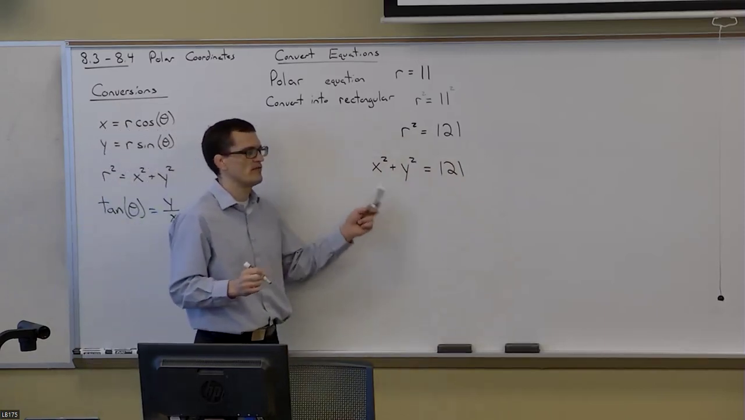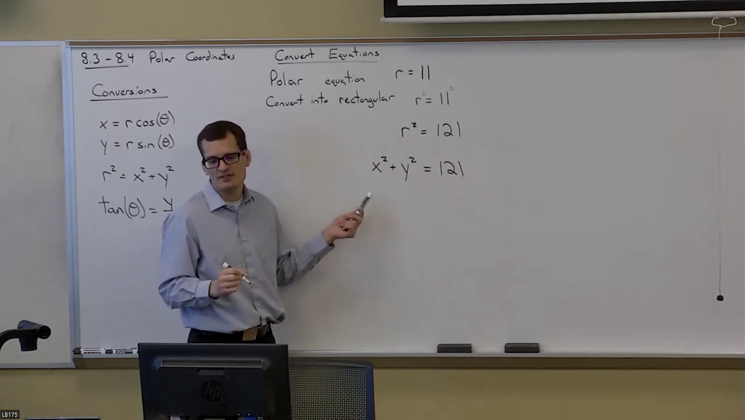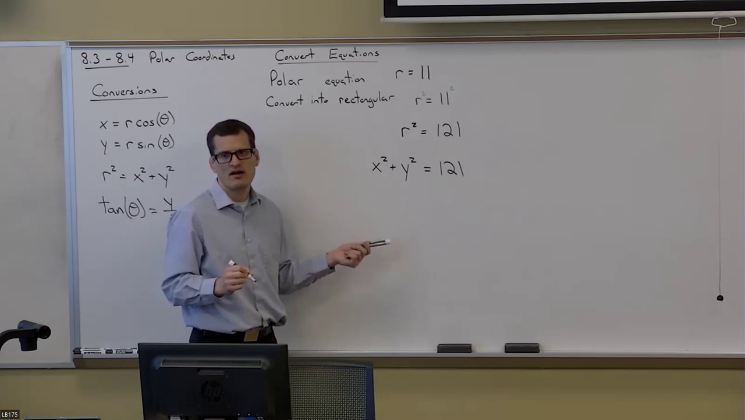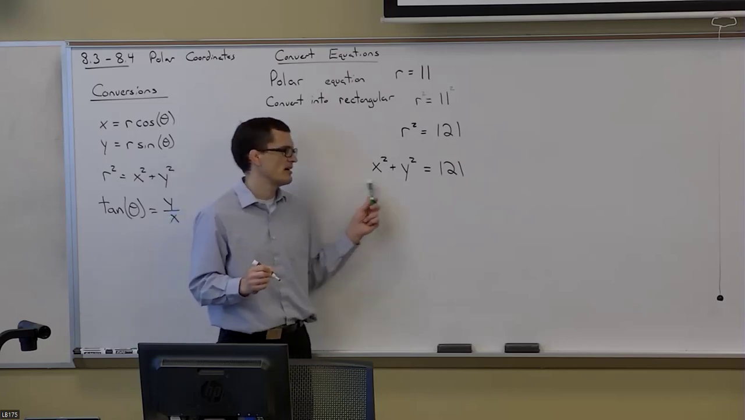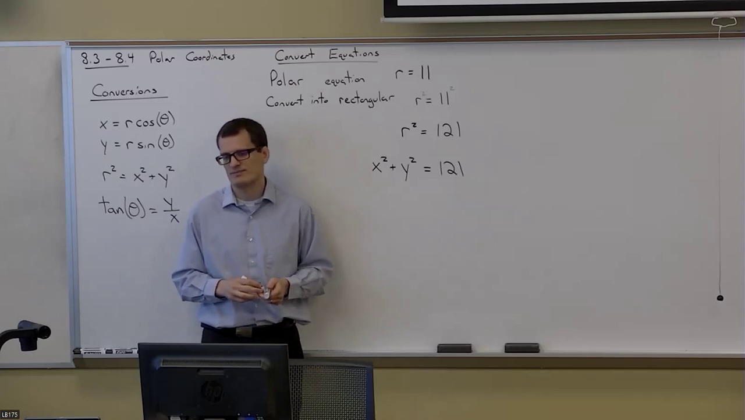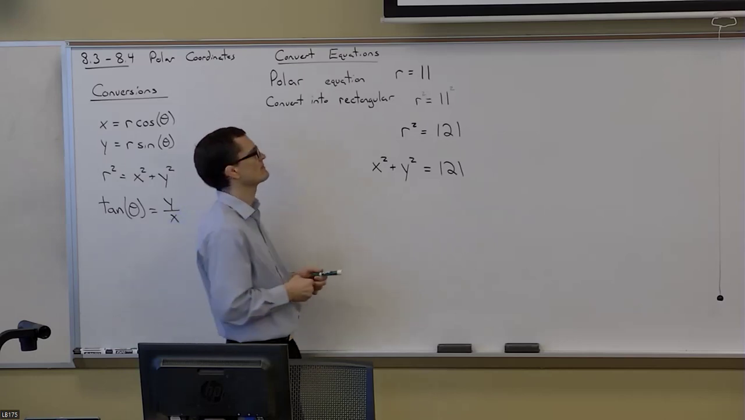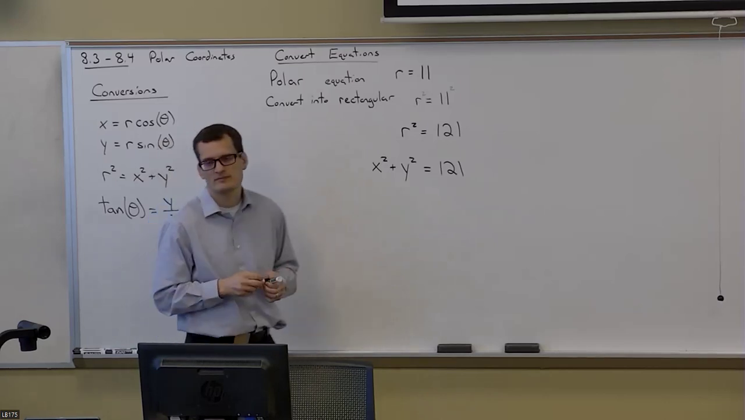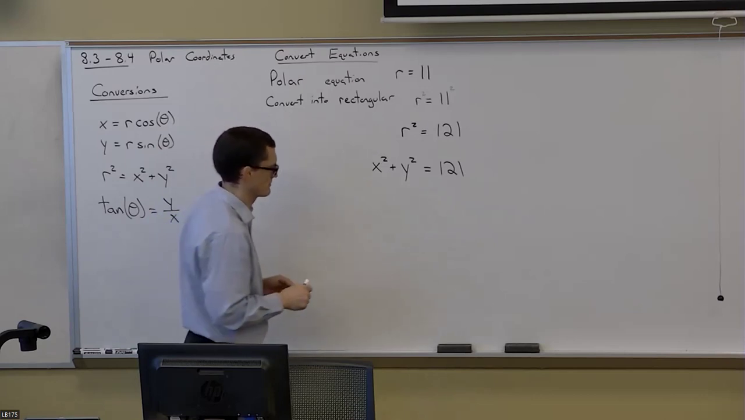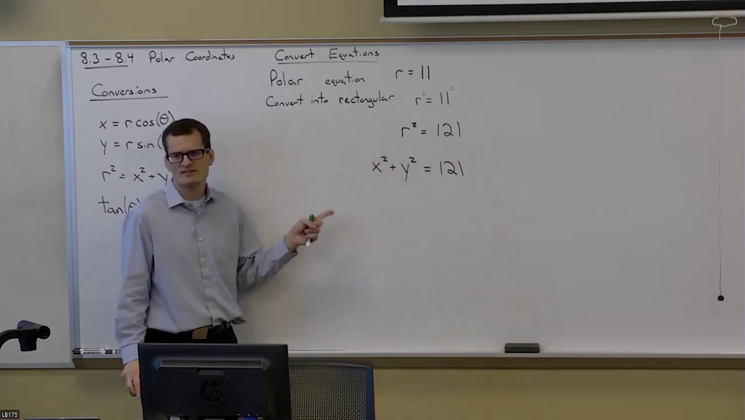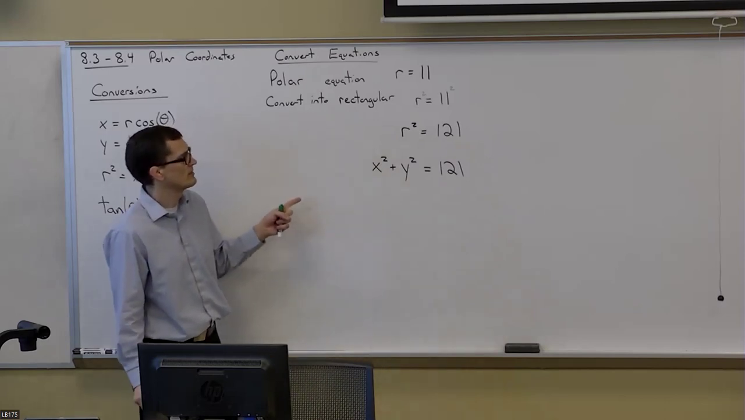Sometimes people try to solve things for y, but you do not have to. There's no need to solve for either x or y here. We all hopefully can see that that's a circle centered at the origin with radius 11. Any questions about that? Pretty straightforward.